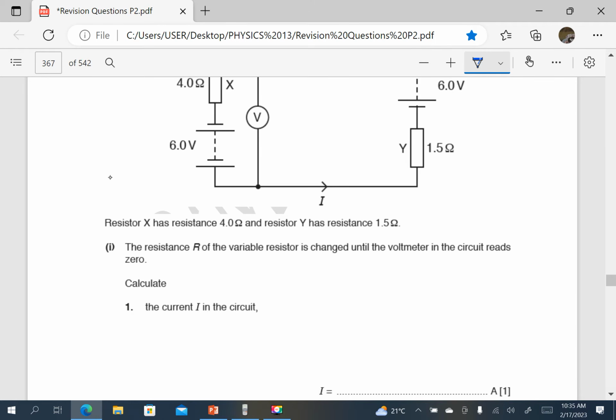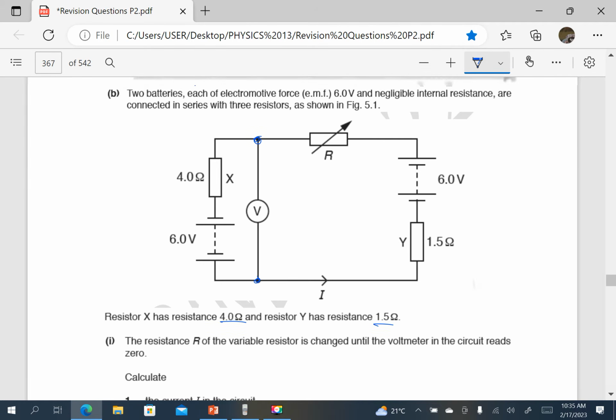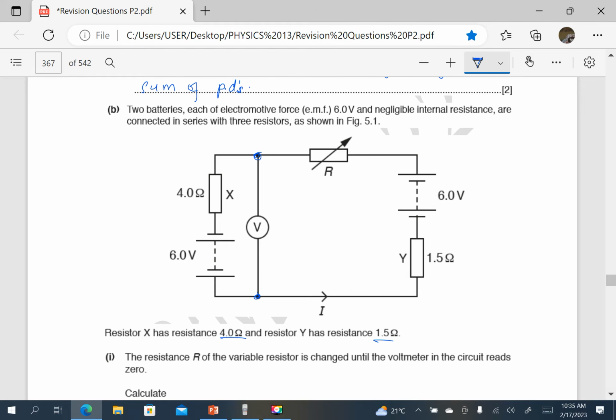So resistor X has resistance 4 ohms, resistor Y has 1.5. The resistance R of the variable resistor is changed until the voltmeter in the circuit reads 0. That means the potential here is the same as the potential there, so the potential difference between those 2 points is 0. The battery has negligible internal resistance.